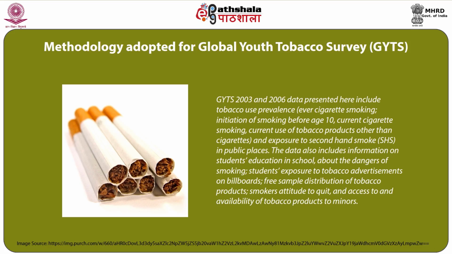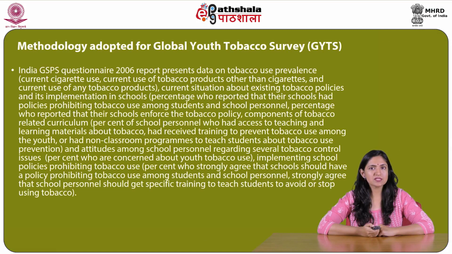The data also include information on students' education in school about the dangers of smoking, students' exposure to tobacco advertisements on billboards, free sample distribution of tobacco products, smokers' attitude to quit, and access to and availability of tobacco products to minors. The India GSPS Questionnaire 2006 report presents data on tobacco use prevalence, which is current cigarette use, current use of tobacco products other than cigarettes, and current use of any tobacco products, also the current situation about existing tobacco policies and their implementation in schools.